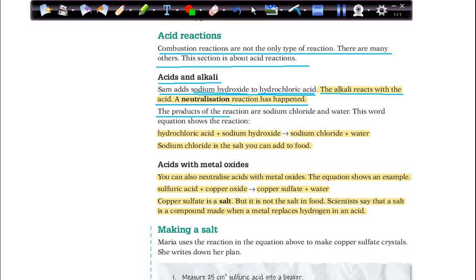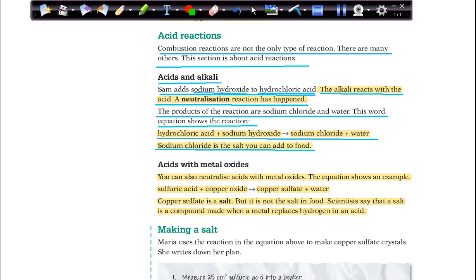The products of the reaction are sodium chloride and water. This word equation shows the reaction. Hydrochloric acid plus sodium hydroxide react to make sodium chloride plus water. Sodium chloride is the salt you can add to food. The white salt that we use for food, this is sodium chloride.